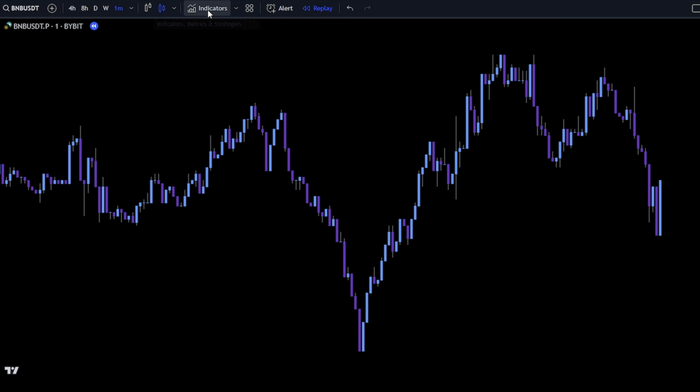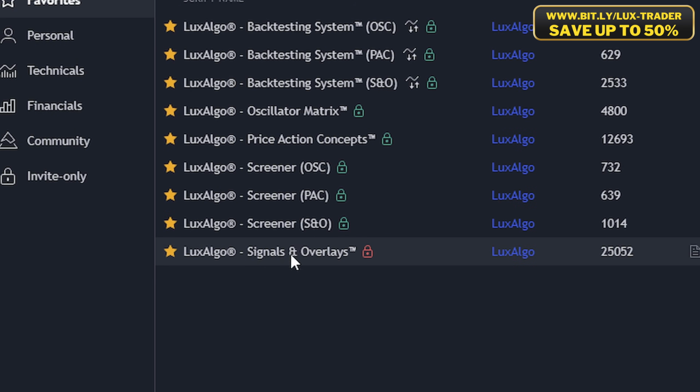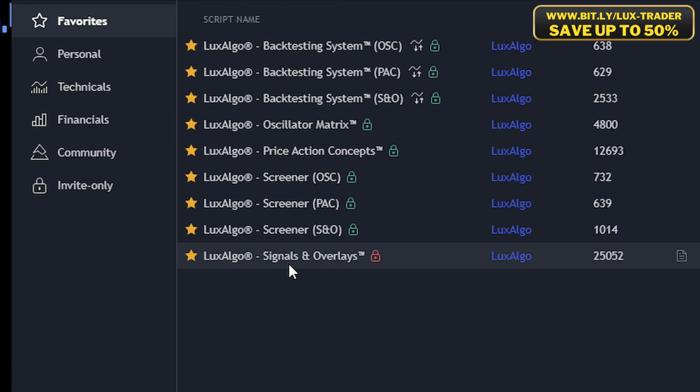To apply the indicator to the chart, open the Indicators tab and search for LuxAlgo signals and overlays, and add this one to your chart.